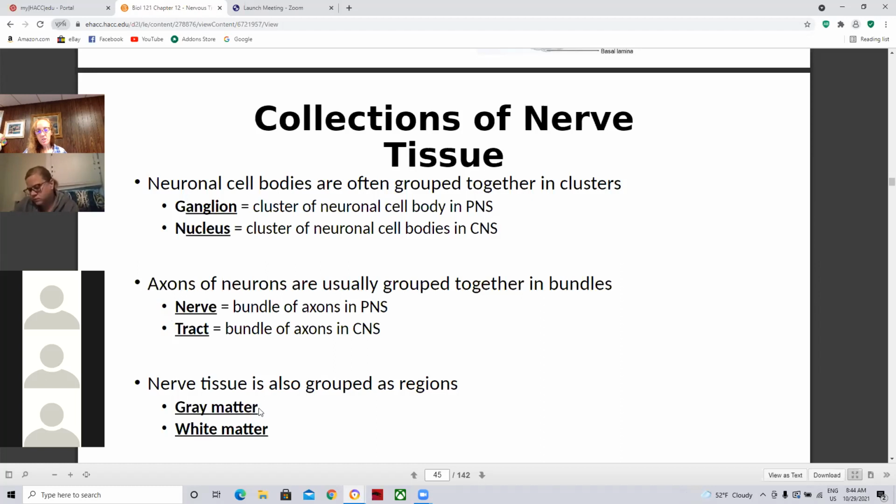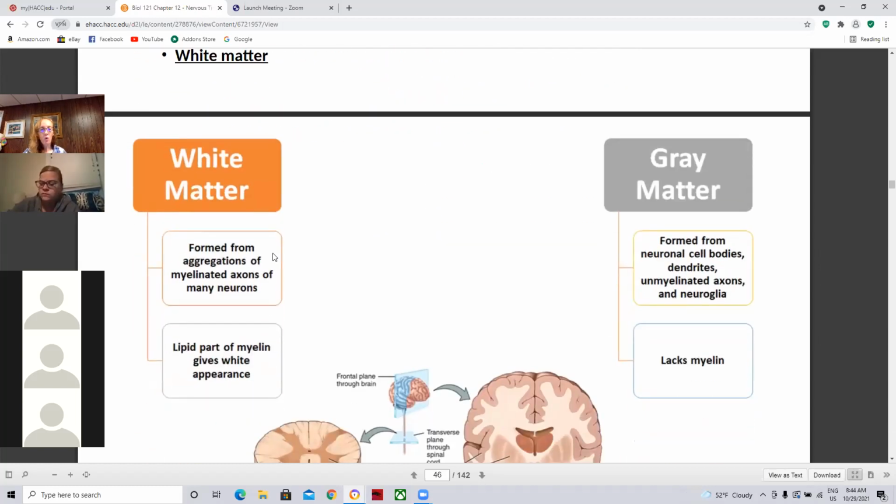Nerve tissue is also grouped into two basic regions, gray matter and white matter. White matter are aggregations of myelinated axons. The lipid part of the myelin is what gives it the white appearance. The gray matter is formed from neuronal cell bodies, dendrites, and unmyelinated axons and neuroglia, and it lacks myelin.